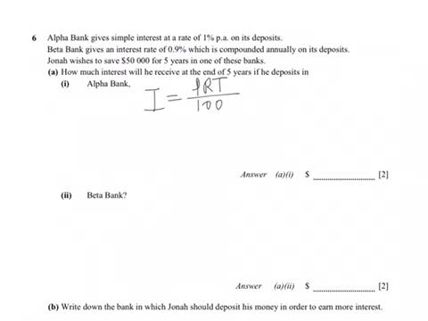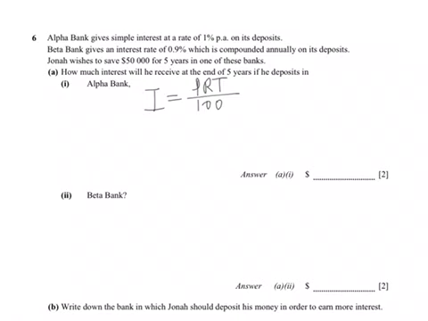If you can't remember, just remember PRT looks like the short form for printer. So you just substitute P as in 50,000, R as in the interest rate, T is the number of years. And then you get your answer here as I. For Beta Bank, the compound interest, the formula is given in the second page. Use it, but take note that you have to subtract it from 50,000.